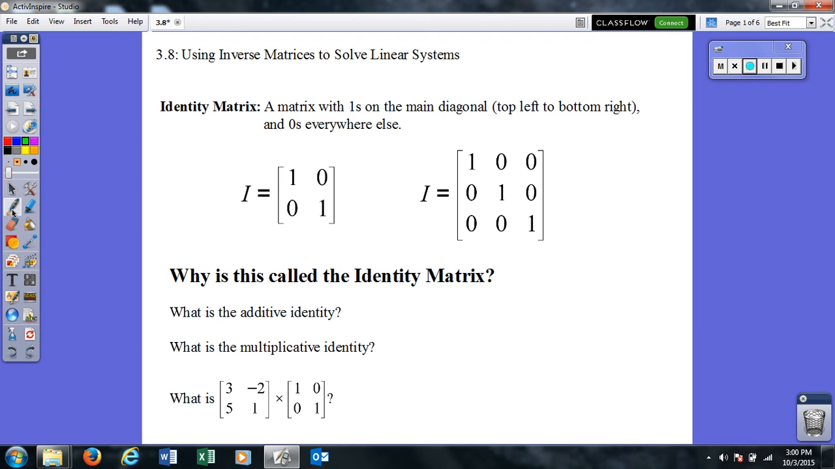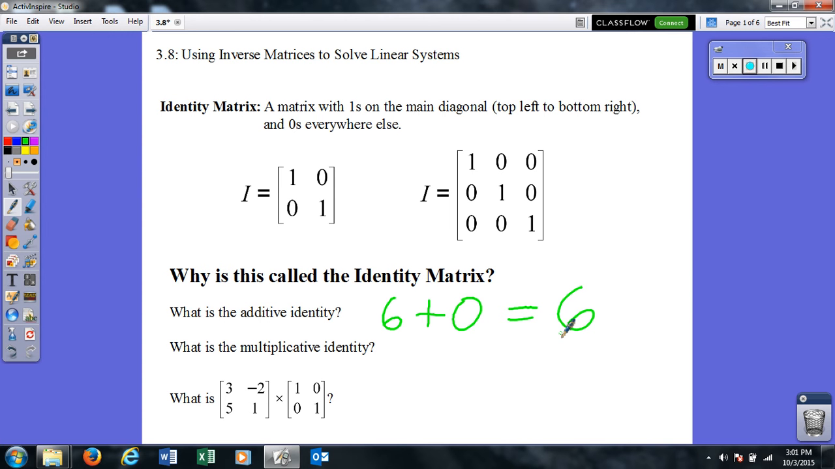To get a sense of why this is called the identity matrix, let's talk about additive identities and multiplicative identities. This is not to do with matrices. Think back to Algebra 1. The additive identity is 0. That means if we take something like 6 and add 0 to it, we get 6. So 6 plus 0 is 6. That means 0 is the additive identity. If you add 0 to something, that thing keeps its identity. It doesn't change. Adding 0 doesn't do anything.